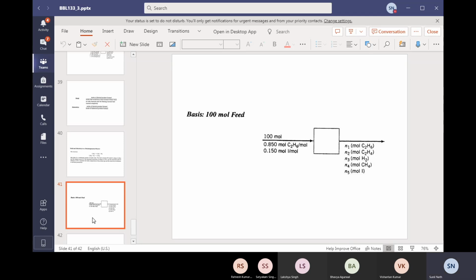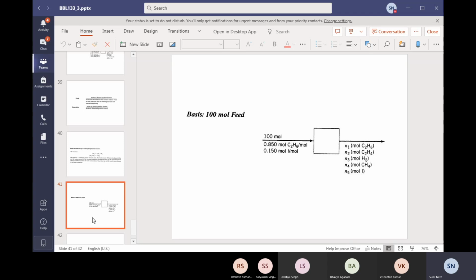So yield based on feed was 40 divided by 85. Yield based on consumption was 40 divided by 42.58. Whatever you get, 0.94 or so.